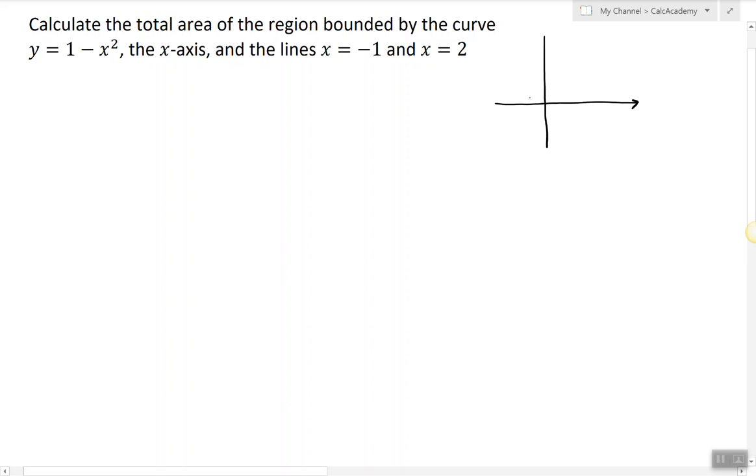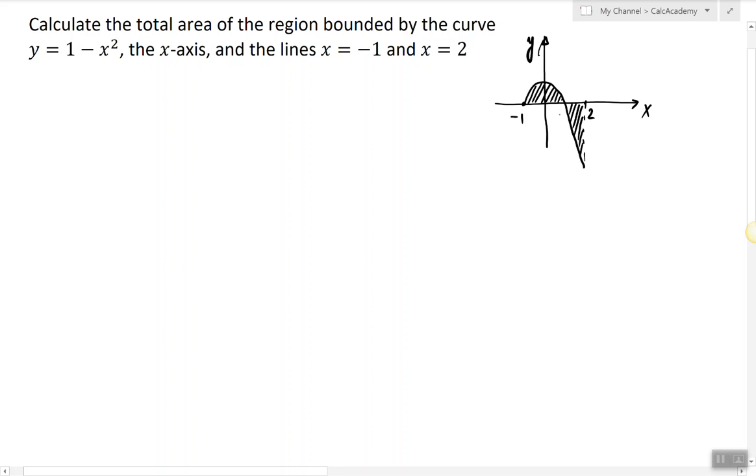So we have an upside down parabola 1 minus x squared that looks something like this, and we're considering it on the interval from -1 to 2. So that means part of this region will be above the x-axis and part of the region will be below the x-axis.